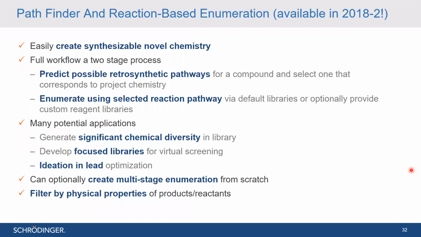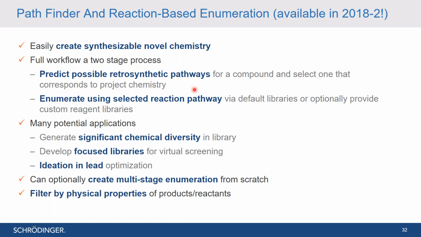So in this way, we can explore this Pathfinder and reaction based enumeration tool. There are advantages of it. What are those? You can easily create this synthesizable library of molecules based on your reaction pathway, which is feasible in your laboratory.